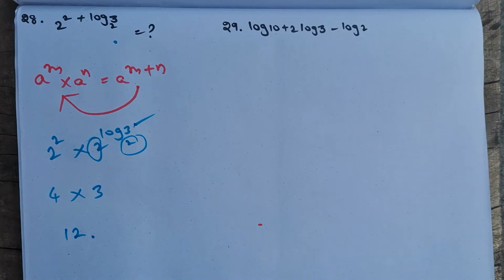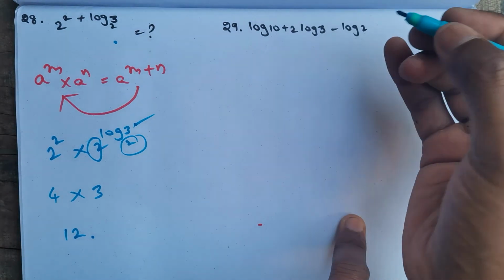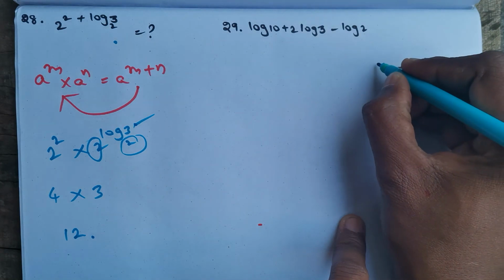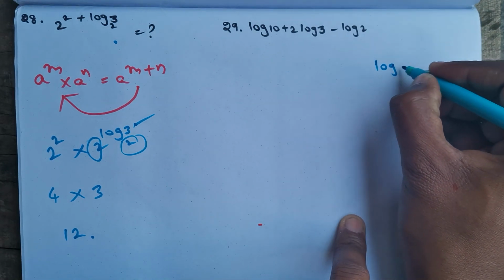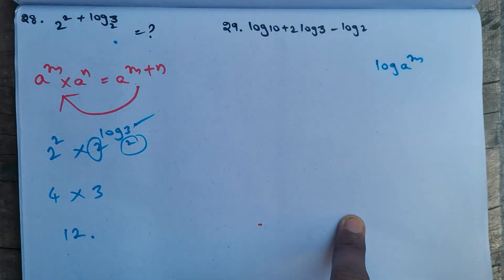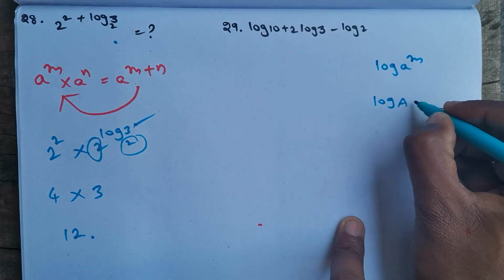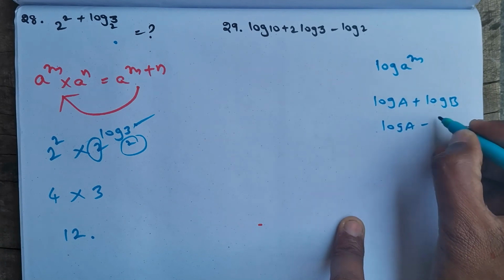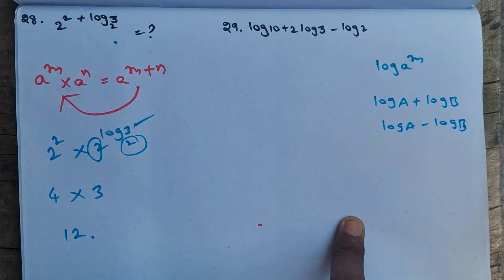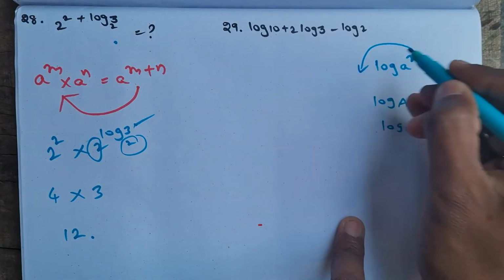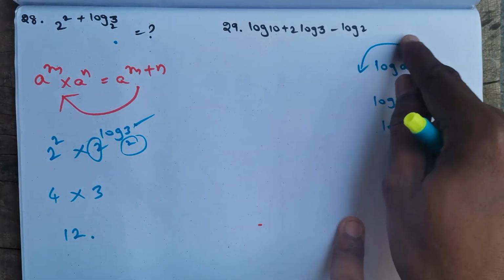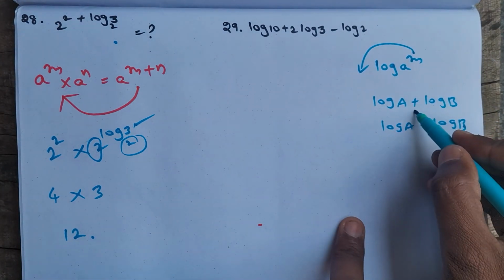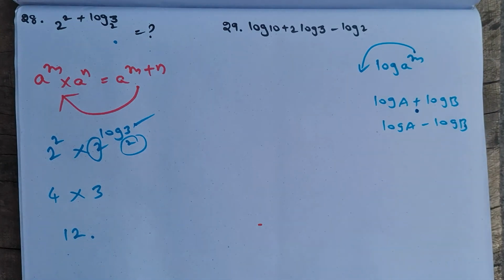Next, log 10 plus 2 log 3 minus log 2. We need to revise 3 formulas here. The first formula is log a power m, the second formula is log a plus log b, and the next one is log a minus log b. The number in the front will go as the power. Plus will become multiplication, minus will become division.